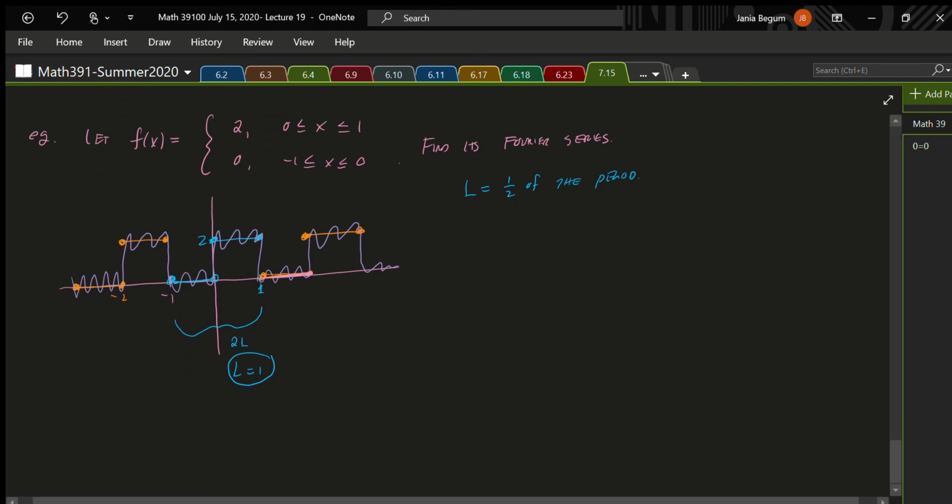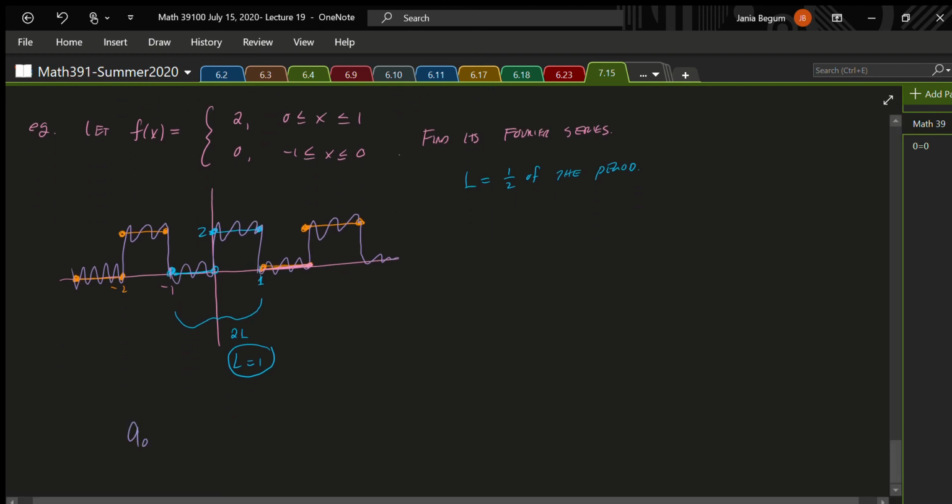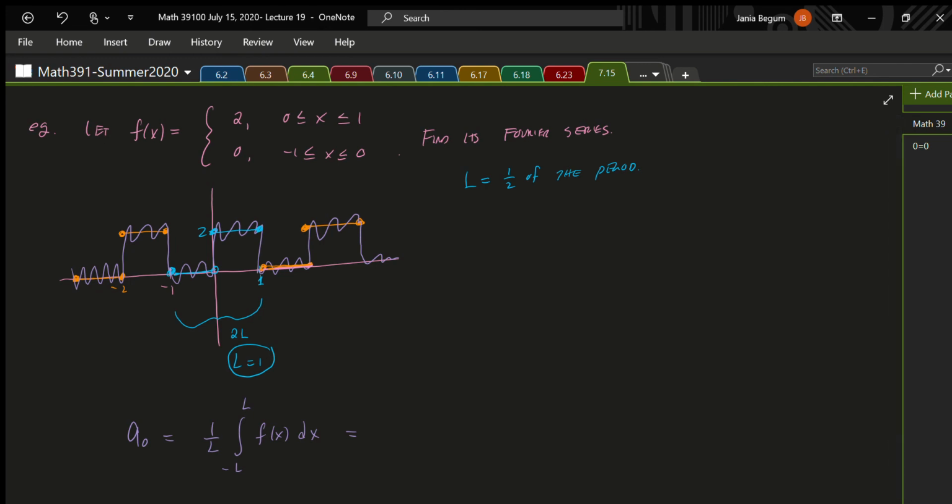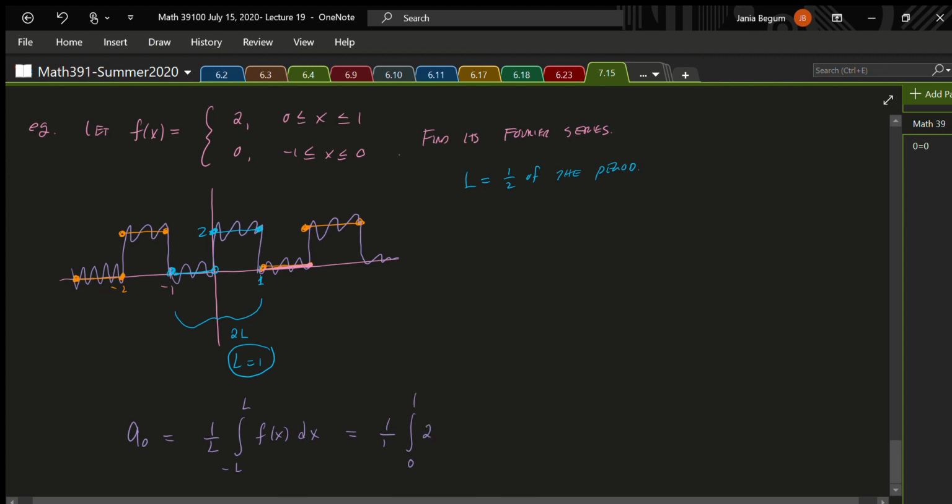So let's do that. So a0, we said by definition, it's going to be 1 over L integral from -L to L f of x dx. That was the definition of a0. This function is defined on -1 to 1, but on the interval -1 to 0, it is 0. So if you integrate 0, it's just nothing. So we can integrate from 0 to 1. L is 1, so we have 1 over 1. Integrate from 0 to 1, f of x, which is 2, dx. So this would just be 1 times 2. So a0 is 2.